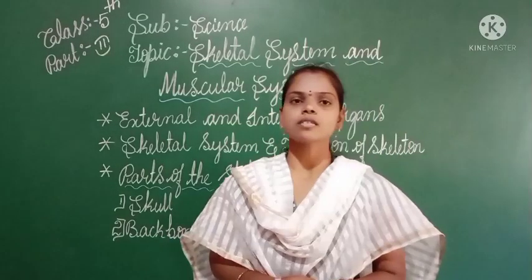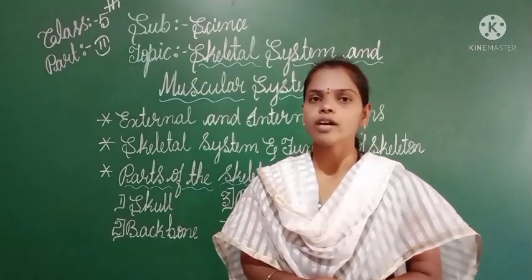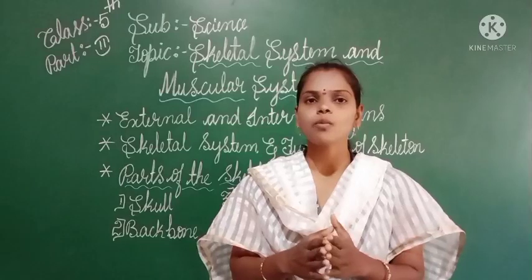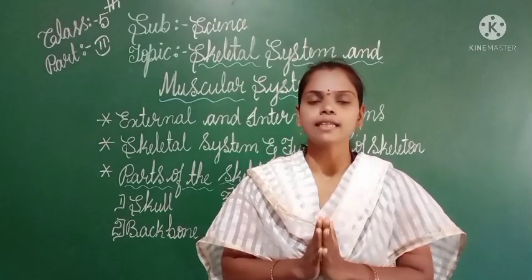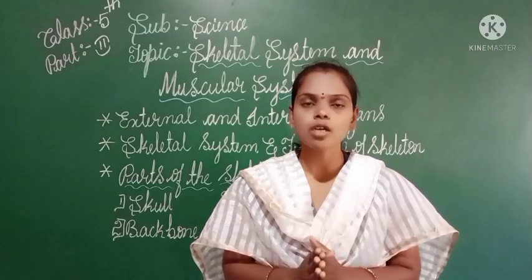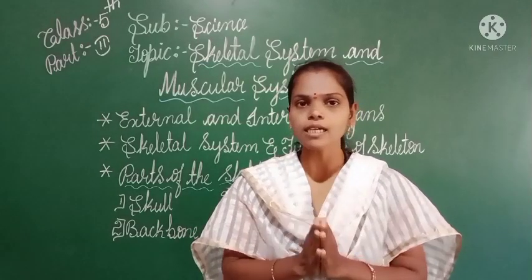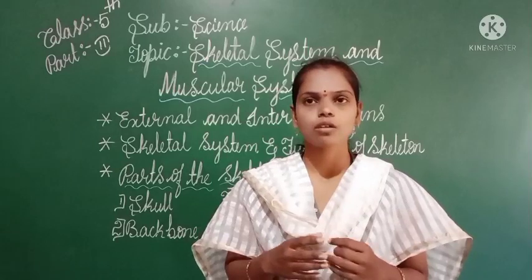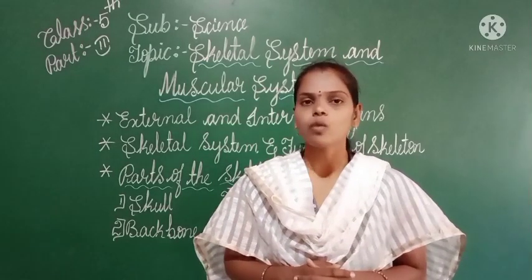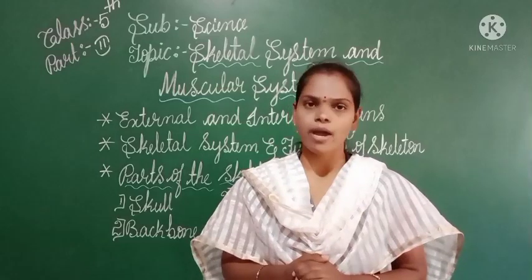Dear students, the backbone is also one of the parts of the skeletal system. The backbone contains totally 33 smaller bones. Each and every smaller bone is protected by the backbone. Those smaller bones are known as vertebrae. The vertebrae are also known as the spine.